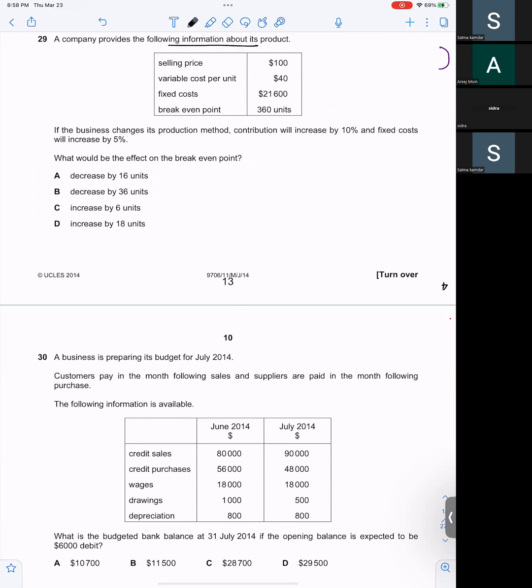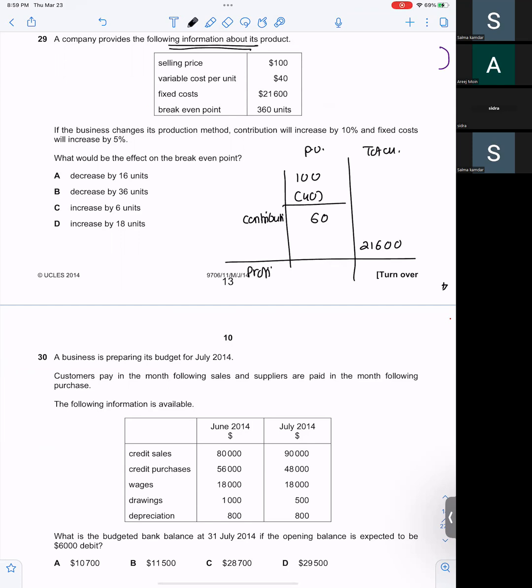A company provides the following information about its products. Are you with me? Can you hear me? Selling price is 100, variable cost is 40. What will be the contribution? 60. Okay. Fixed cost is 21,600. And the break-even point is 360 units.